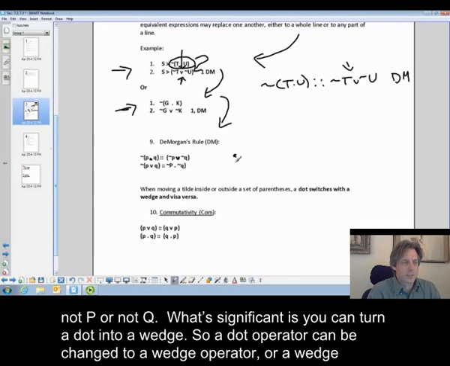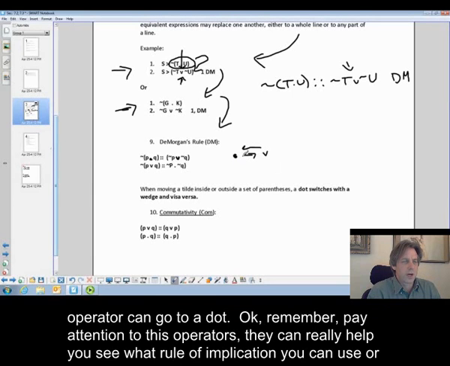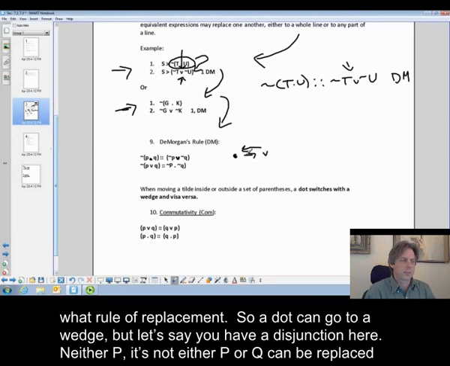So a dot operator can be changed to a wedge operator, or a wedge operator can go to a dot. Okay, remember, pay attention to these operators. They can really help you see what rule of implication you can use or what rule of replacement.